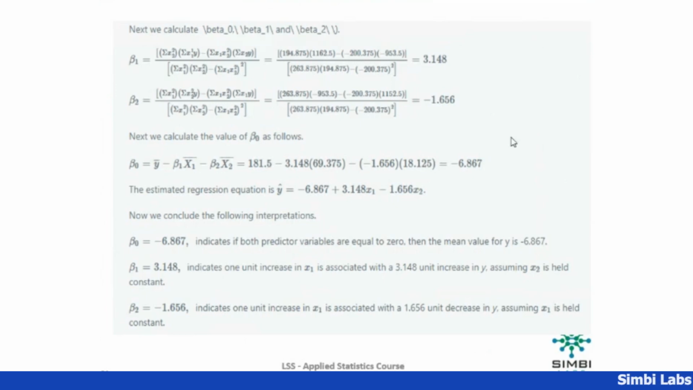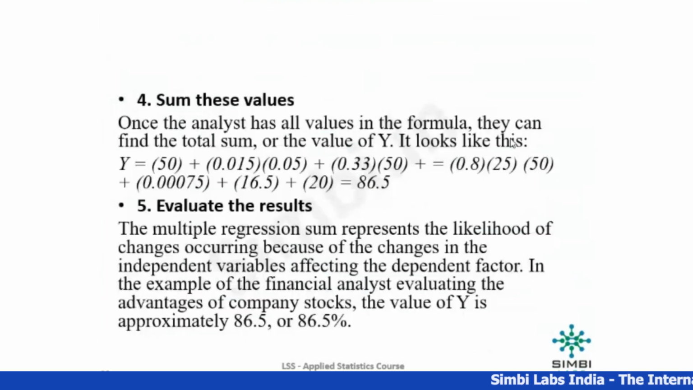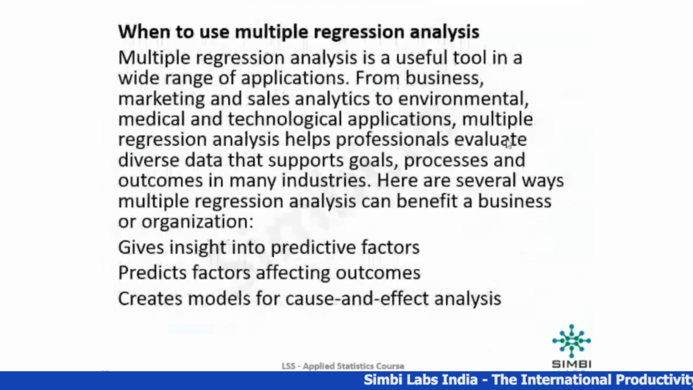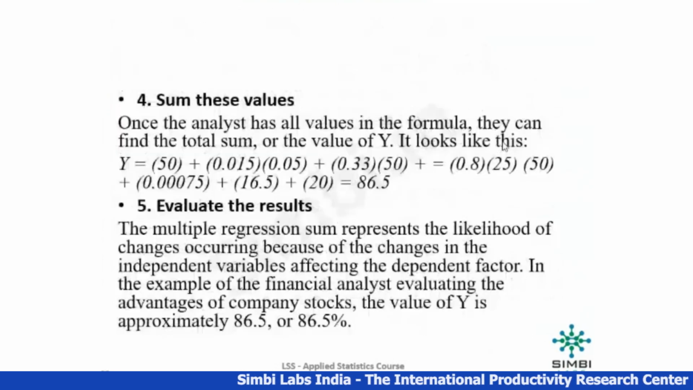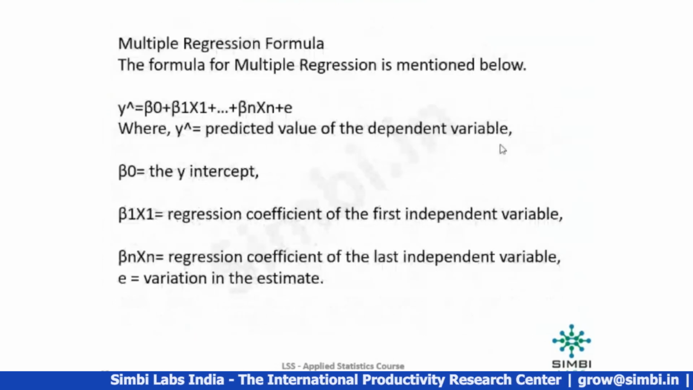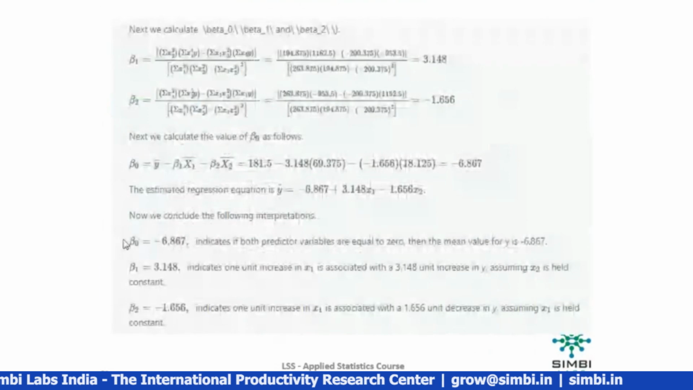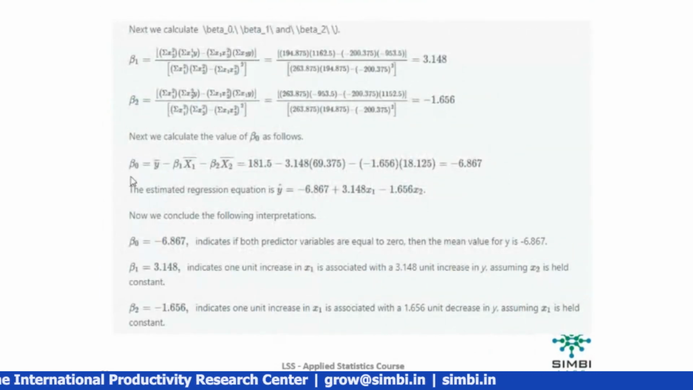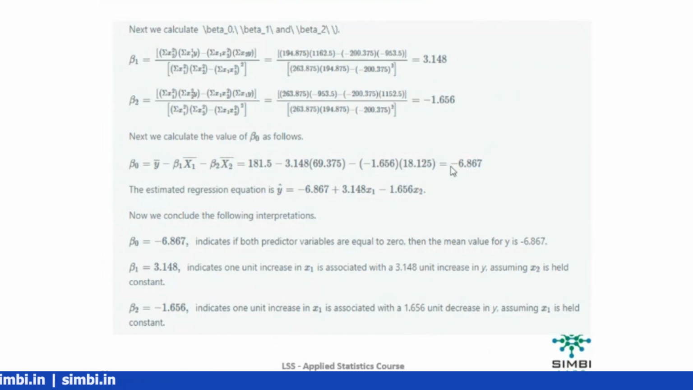Y minus y bar equal to x minus x bar. You need to add those values in the regression equation. Then we'll get the answers of all independent variables. Once you calculate using the formula, you get an answer of minus 6.867.